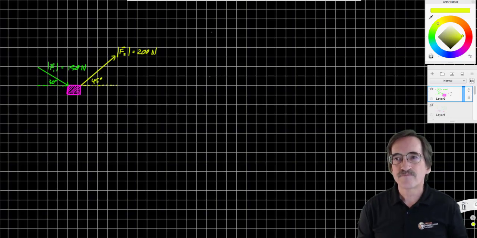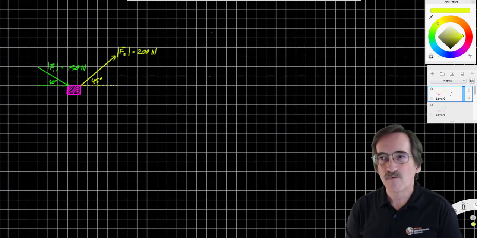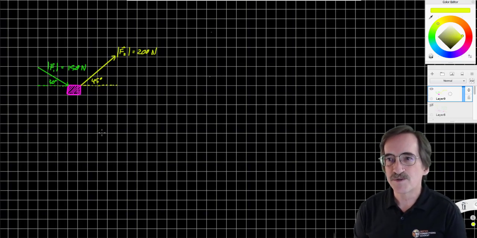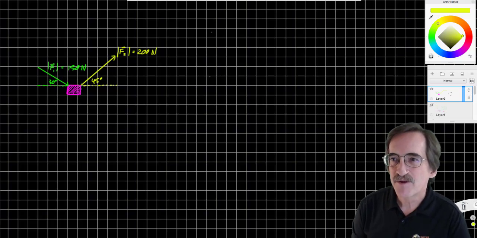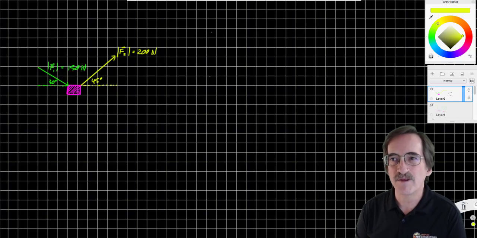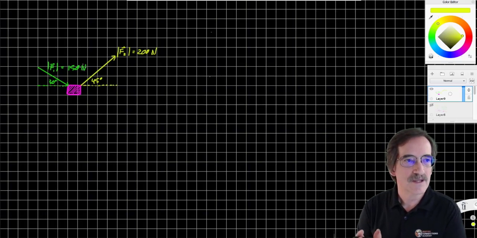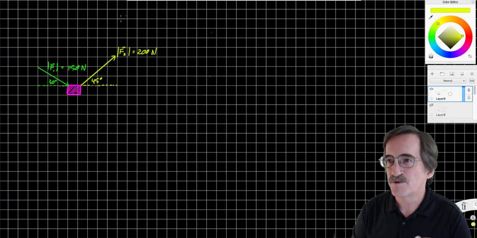Okay, all right. Now we can find the resultant vector by stacking head to tail or by the parallelogram method. The method I'm going to use here is to convert these to rectangular form and then perform the addition to find the resultant.